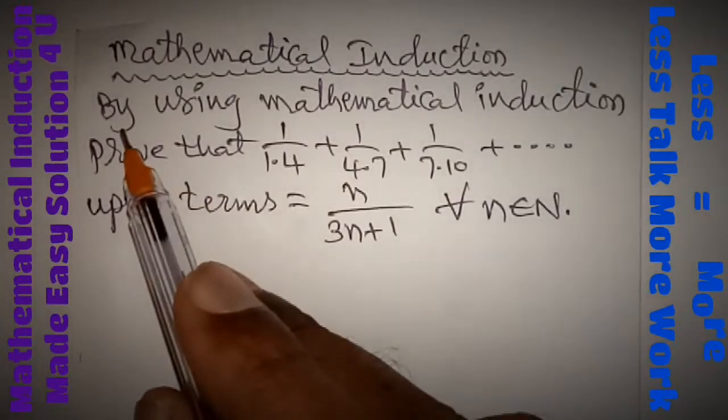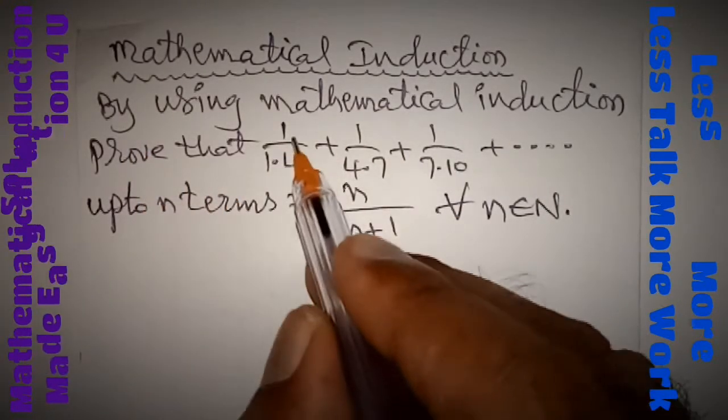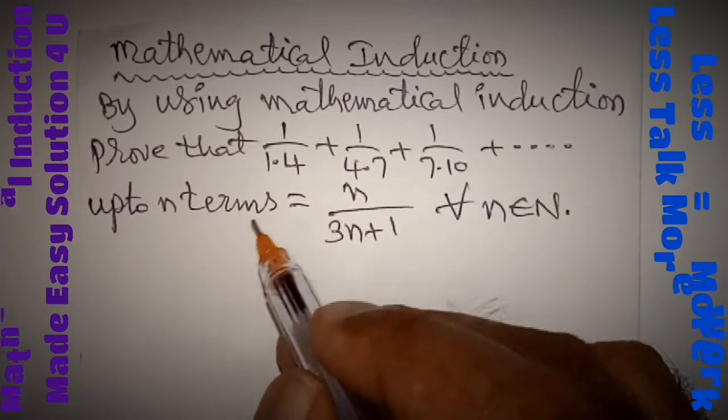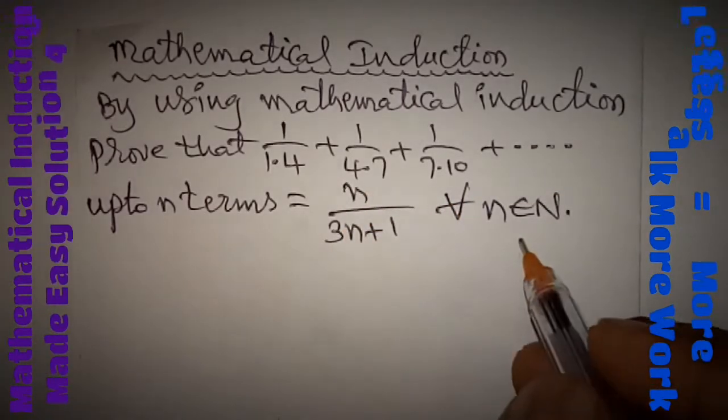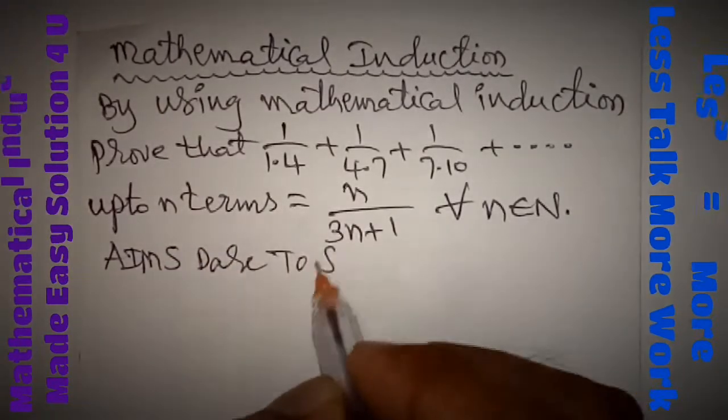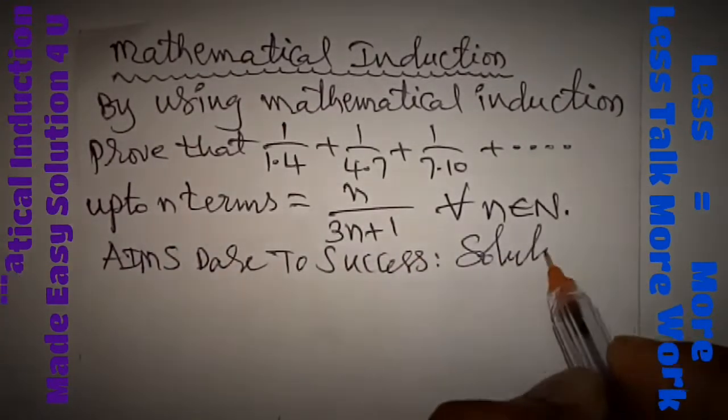Now I want to go to the question using mathematical induction. Prove that 1 by 1 into 4 plus 1 by 4 into 7 plus 1 by 7 into 10 plus and so on, up to n terms, is equal to n by 3n plus 1 for all n belongs to N. This is the given question. Now I want to explain the solution step by step.